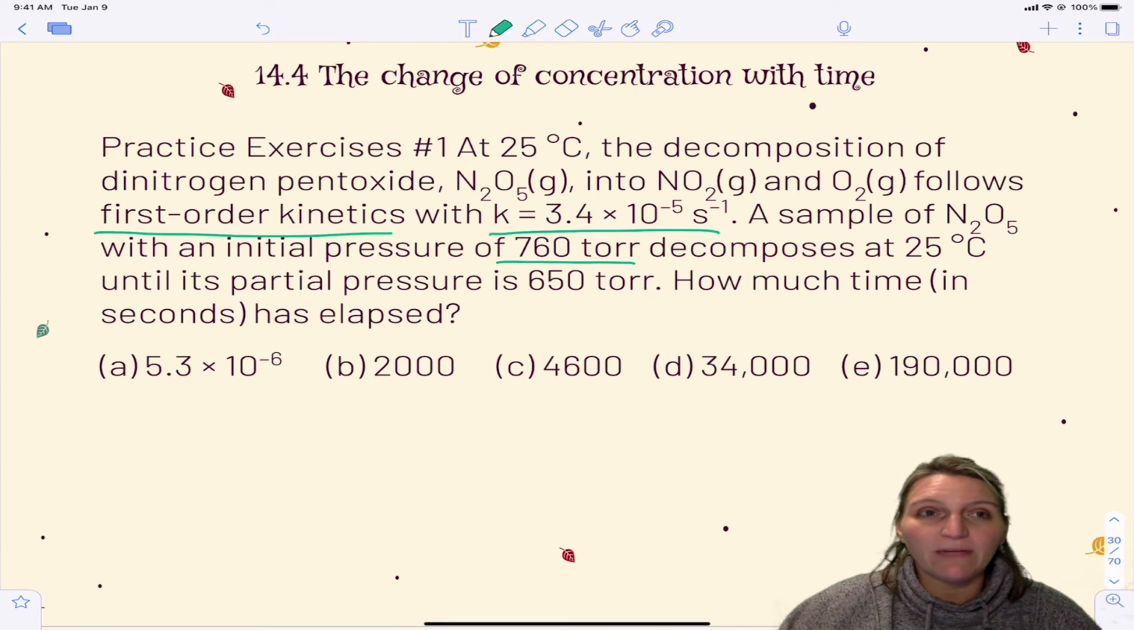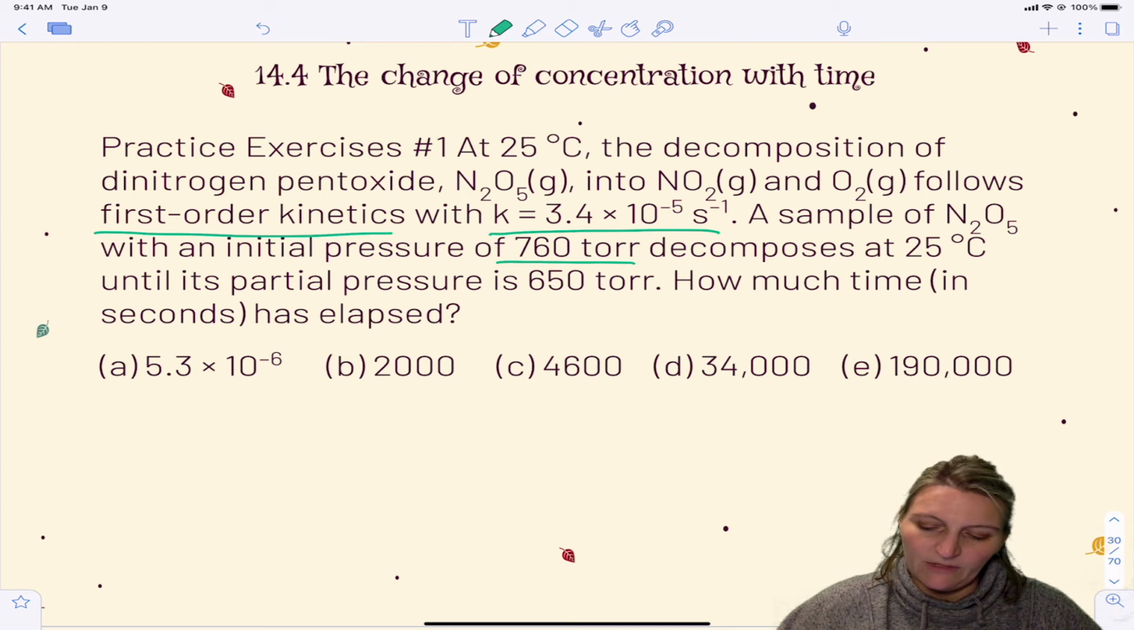So now when we're talking about gases, we could use molarity as a unit of concentration or unit of amount, but pressure also works. So we will often, for gases, use pressure as kind of a stand-in for concentration. If it is initially 760, it decomposes to 650. How much time has elapsed?